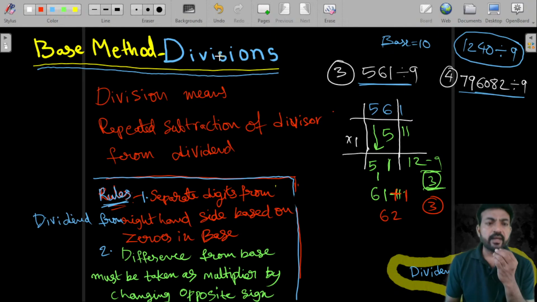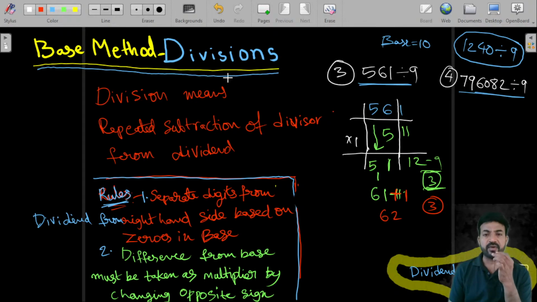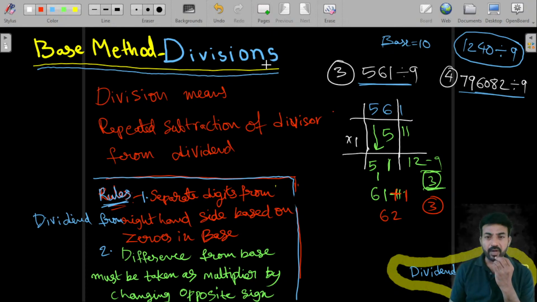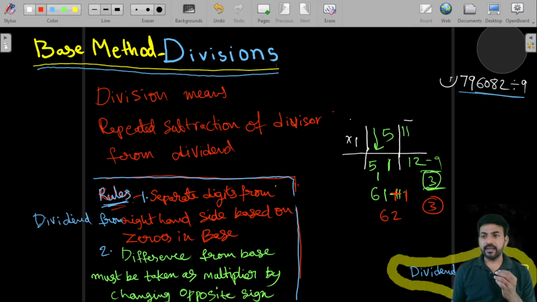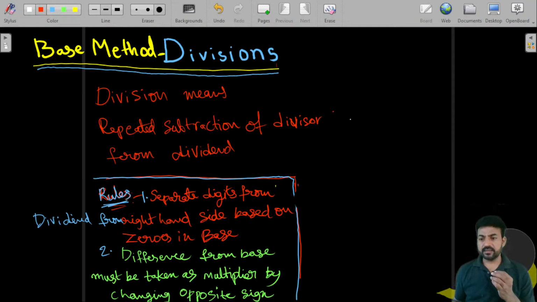So we are at base method divisions. Division means repeated subtraction of divisor from dividend. I gave nearly 40 problems in the worksheet, right? I posted a worksheet with 40 problems. I don't know whether you are completing or practicing or not. So today's method is division by 8 and the remaining things.